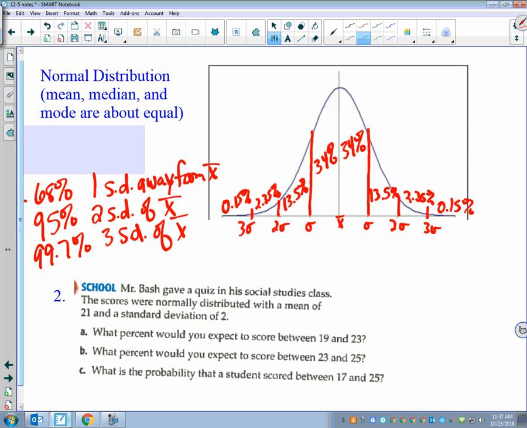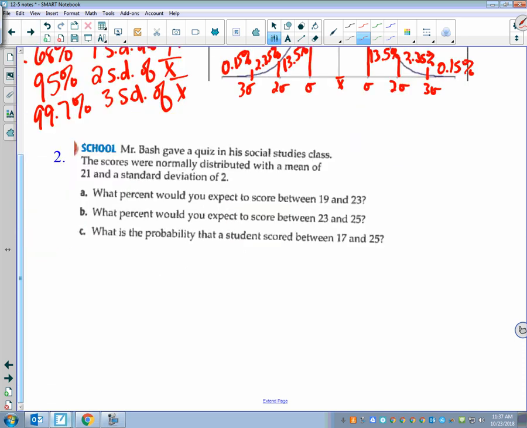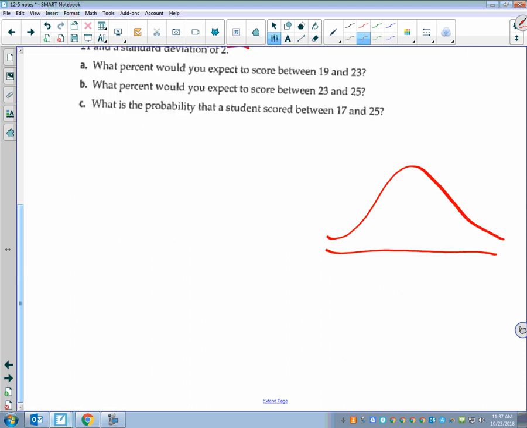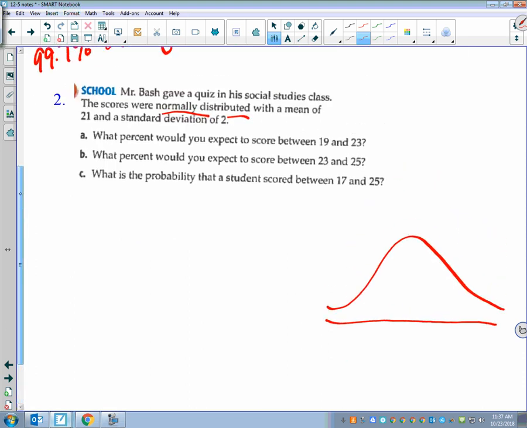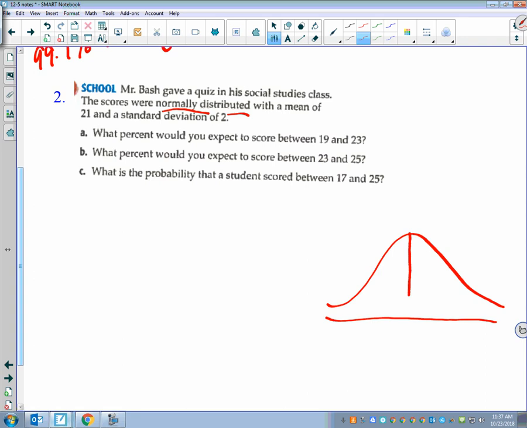So let me show you what that means. It says Mr. Bash gave a quiz in his social studies class. The scores were normally distributed with a mean of 21 and a standard deviation of 2. So what this means is if they tell you that it's normally distributed, you can make a little bell curve here, and you can say, okay, the mean was 21, so that's here. The standard deviation is 2. So if I go 2 away on each side, that would be 23 this way and 19 this way.